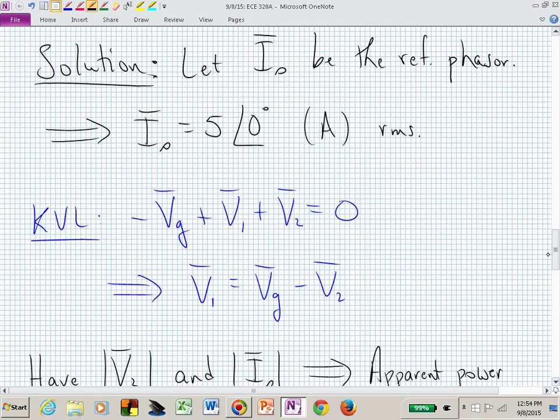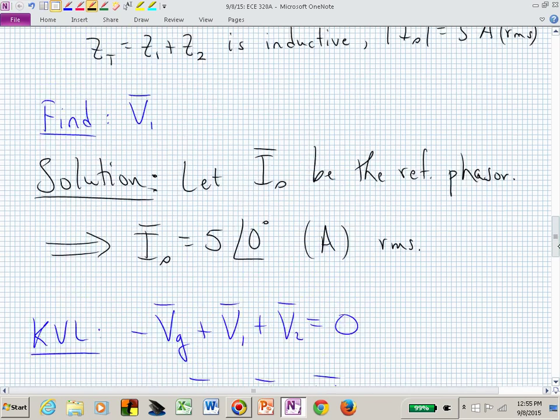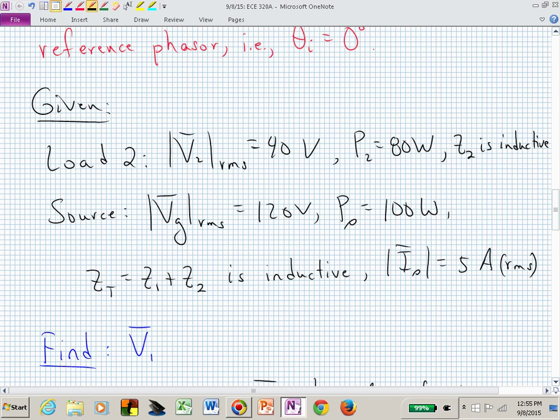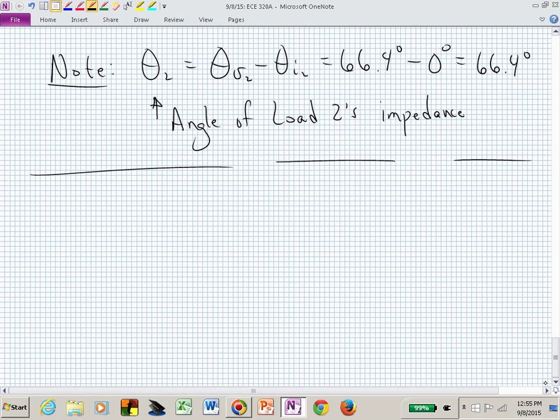Again, reminding ourselves of what we want, V sub 1, and that's now going to require that we have the phasor values for V sub G and V sub 2. Have all of V sub G. We have its magnitude. We have the power supplied by the source. We're not explicitly given its angle yet, have we? But we do know the current flowing through the circuit, and that current, we know its angle. And if we know its angle, and if we know this real part, I'm going to do this a little differently, but we could do exactly what we did with load 2. Let me do it a different way, just so that you see it done maybe a slightly different way.